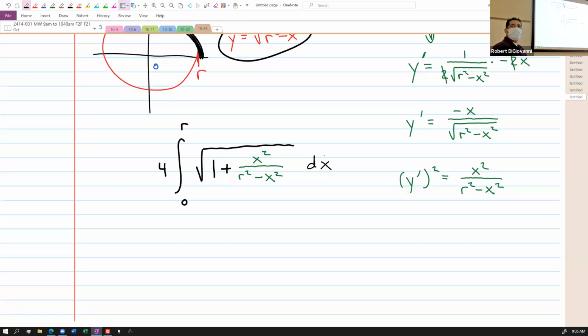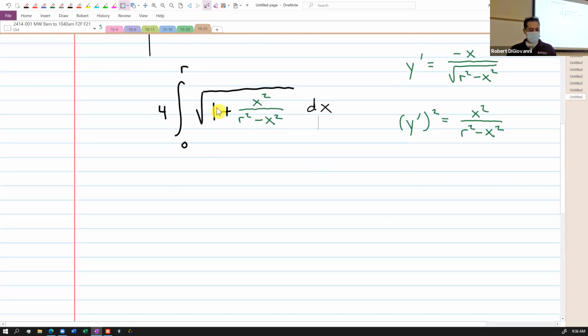How about the 1 plus the fraction? Can we put those together, maybe with a common denominator? Maybe it'll go somewhere. I don't know. Let's try it. How would you put that together with a common denominator? You'd have to turn the 1 into a 1 over 1, and then turn the 1 over 1 into what? R squared minus x squared over r squared minus x squared, right?